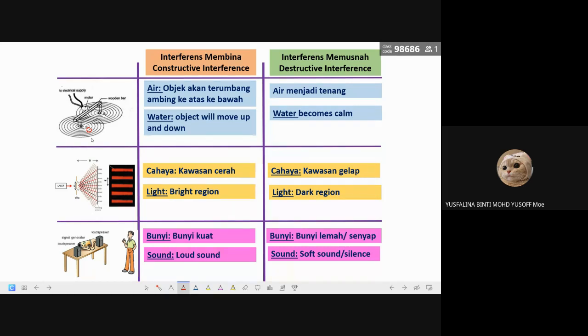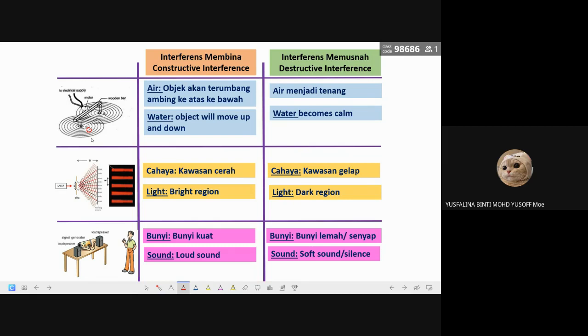So this one you have to know: for the water wave, if the constructive interference occurs, what happens to the water? If I put an object there, what will happen? Will the object move up and down? If it is destructive interference and I put an object there, the object will not move up and down. It will just stay like that.